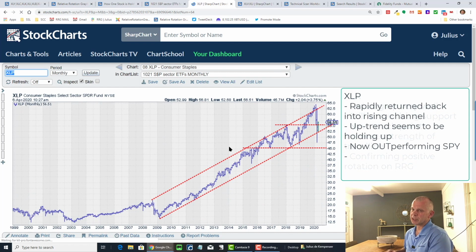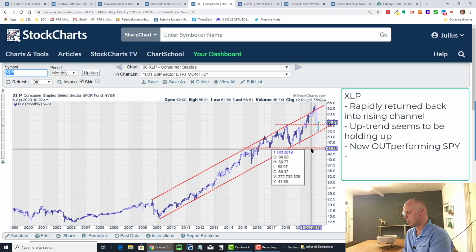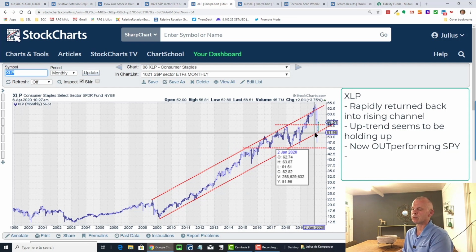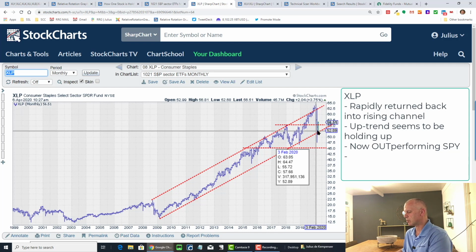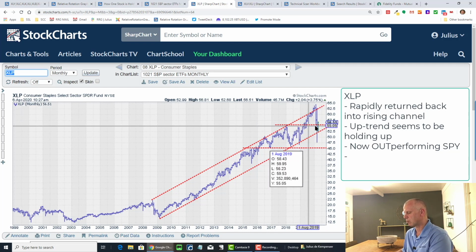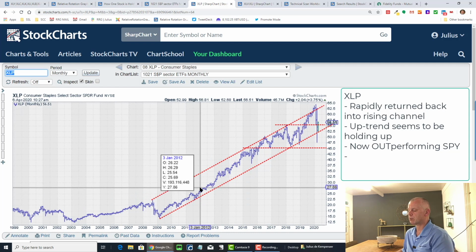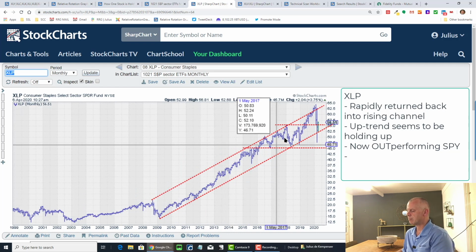Consumer staples, traditionally a defensive sector, as you all know, and we can see that here, because if we look at the bar of last month, we see that the low actually came in around 47.50, but it recovered quite rapidly back into that former rising channel, and we're still there. We're now actually trying to conquer back above that former support, now resistance area. That trend channel here seems to be intact.